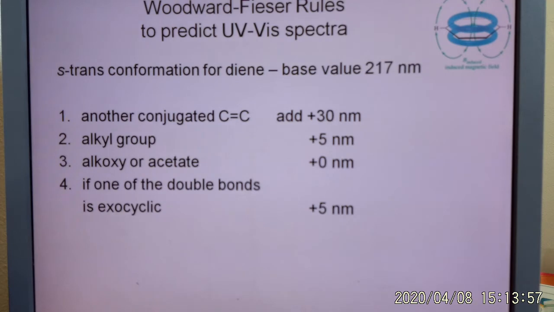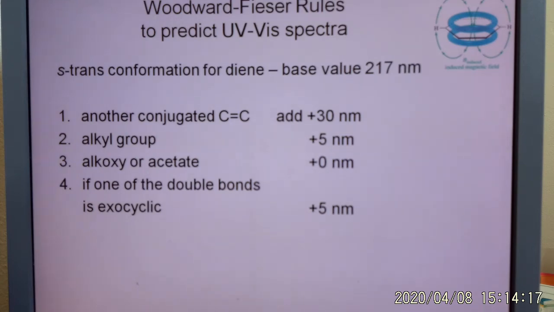How much does it increase? So if you see what the wavelength is for your system, you can get an idea about your conjugation. Likewise, if you know the molecule, you can kind of estimate what the conjugation should be.